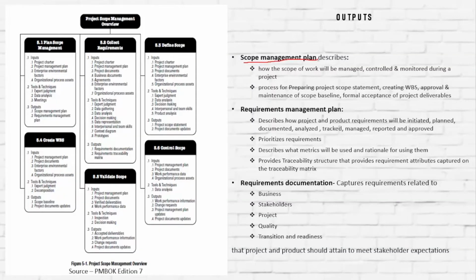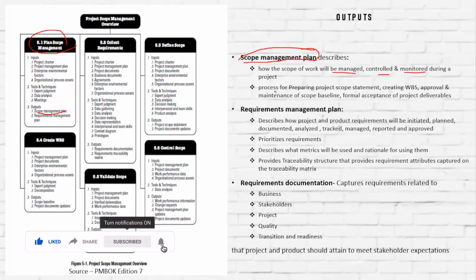Let's take a deep breath because we have one more section to go. First output that we get is scope management plan, and we get it from plan scope management. The scope management plan describes how the scope of work will be managed, controlled, monitored during a project. It also lays down process for preparing project scope statement, creating a WBS, approval and maintenance of scope baseline, and formal acceptance of project deliverables.